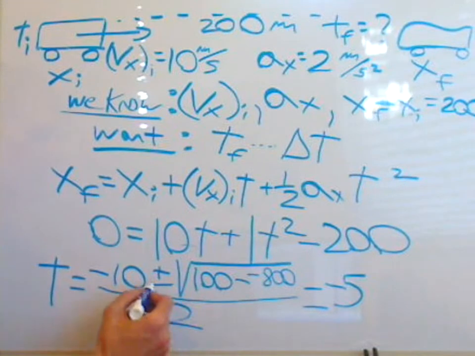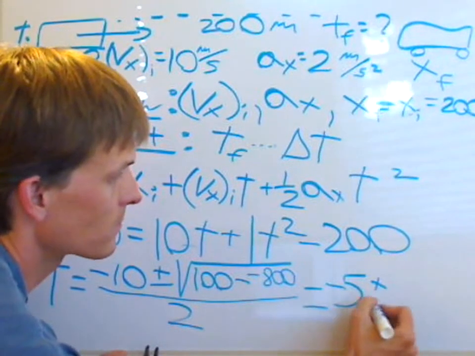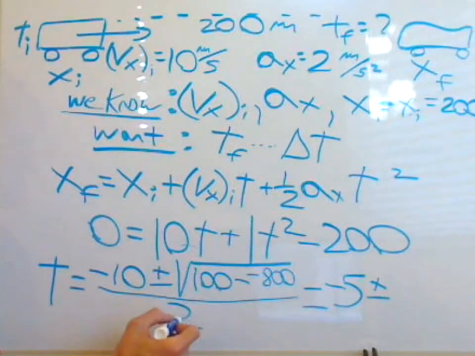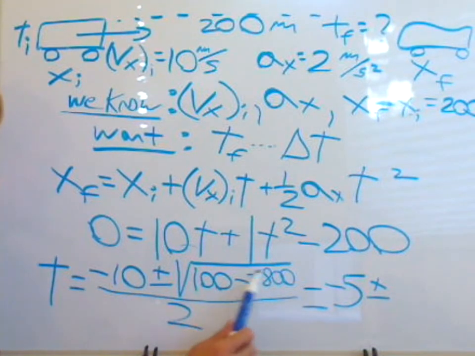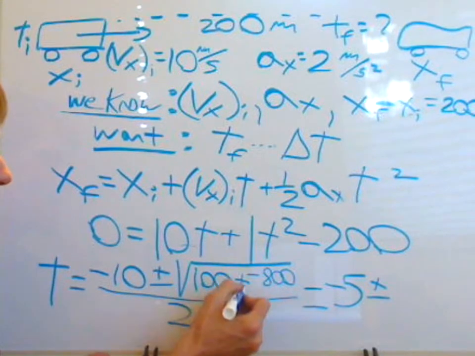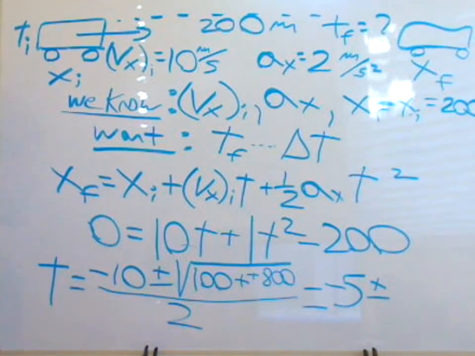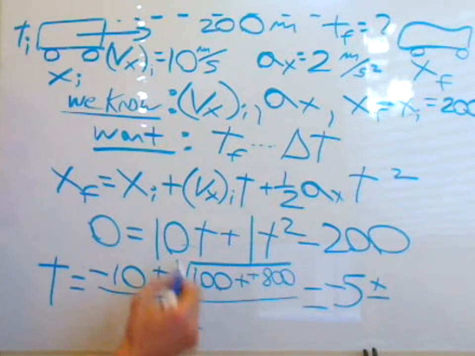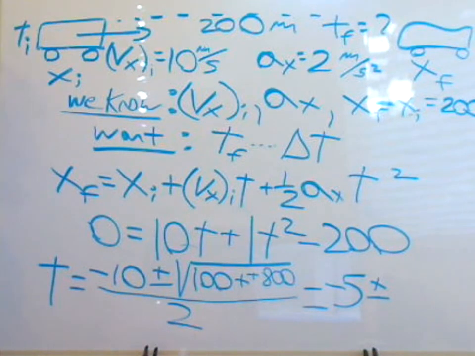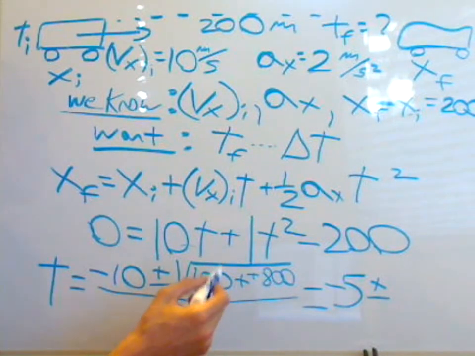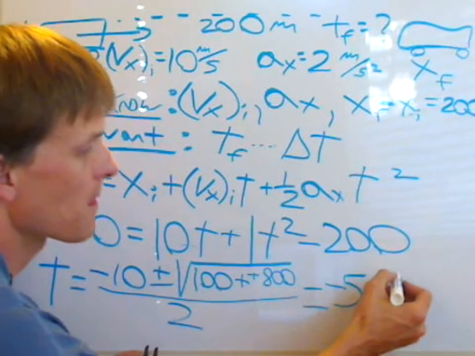Plus or minus this divided by 2. So let's look at this here. We have 100 minus minus 800. Minus minus becomes a plus. So 100 plus 800 is 900. If you take the square root of 900, you get 30. Just do that on your calculator. The square root of 900 is 30. So we're left with 30 divided by 2. 30 divided by 2 is 15.